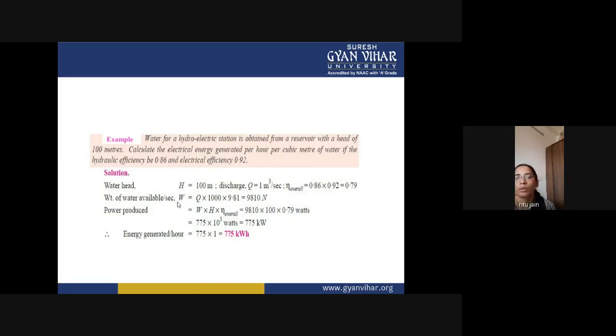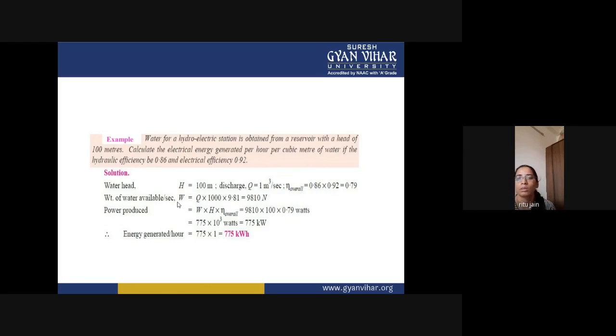So the water available per second is equal to discharge rate into 1000 into 9.81, which is equal to 9810 Newton. Now power produced, the formula for power production is equal to W into H into eta, which is equal to 9810 into 100 into 0.79 watt.